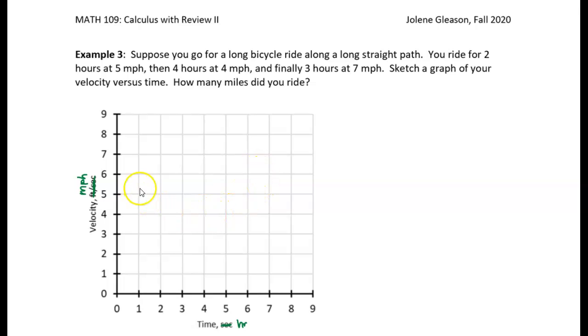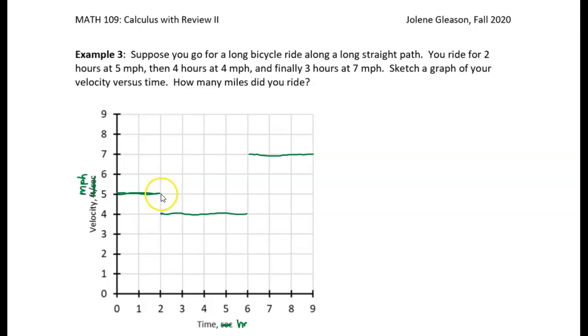So we'll do that. First of all, we ride for 2 hours at 5 miles per hour, so we'll just graph that, just a constant 5 miles per hour over the first 2 hours. And then our speed drops down to 4 miles per hour. All right, so 4 miles per hour for 4 hours. And then we jump up to 7 miles per hour for the last 3 hours. All right, so there's a sketch of a graph.